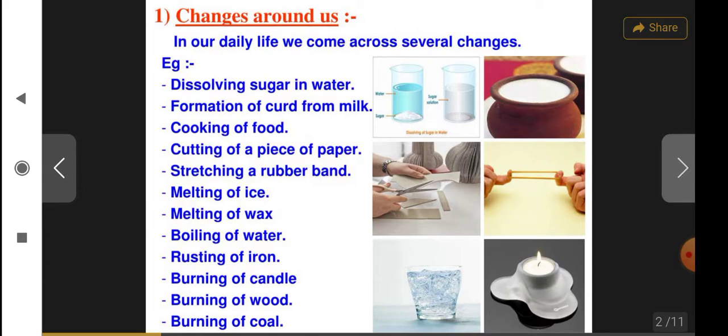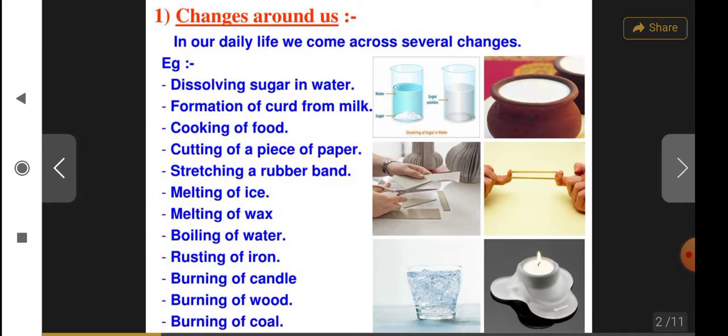Some changes involve only one substance, some involve two substances. Like if we dissolve sugar in water, then we need two substances. The first substance is sugar, and the second substance that we need is water. So two substances are needed. In the same way, if we want to cut a piece of paper, then we only need a paper. If we want to stretch a rubber band, then the only substance that we need is a rubber band, and simply we can stretch it, as you can see on your screen also.